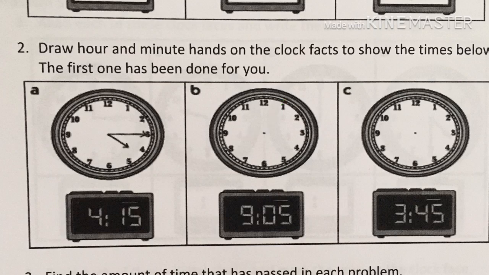The last problem, C, says 3:45. So the hours hand should point between 3 and 4, not straight at 3, because it is 45 minutes after 3. So it should actually be closer to 4 than to 3, but it's still 3 hours. And then the minutes hand should point exactly at number 9, because 9 means 45 minutes.